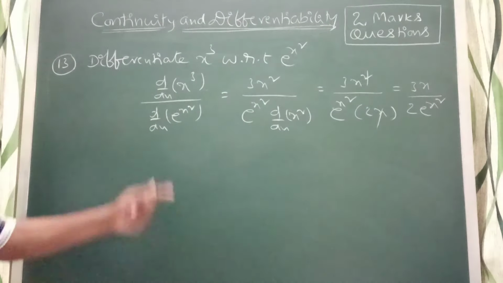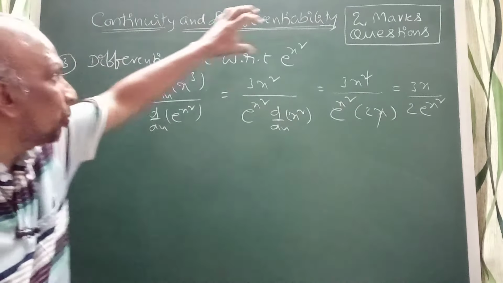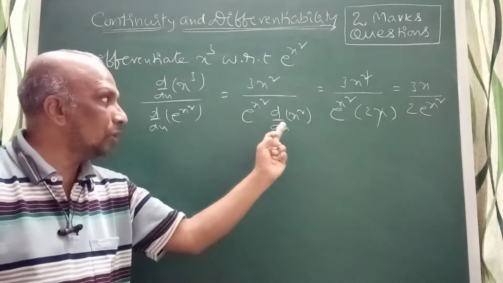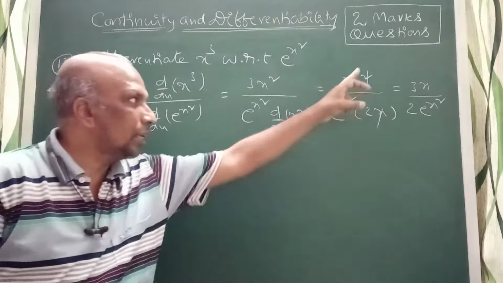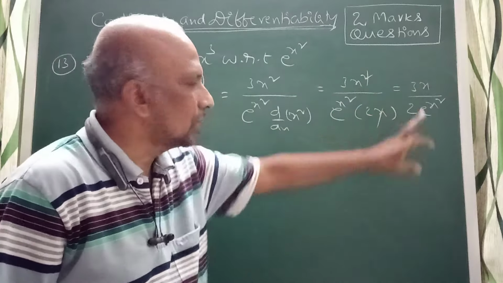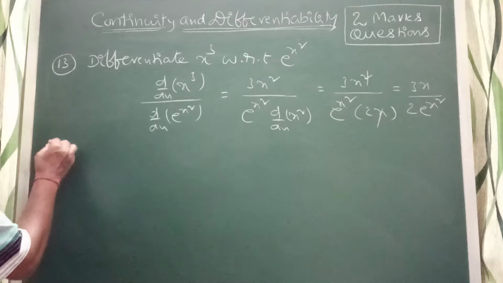When they are asking differentiate x cube with respect to e power x square, it means derivative of this by derivative of this. 3x square by e power x square into d by dx of x square, 3x square by e power x square into 2x. Get cancelled, 3x by 2e power x square. Similarly, we have one more problem. 14th one.